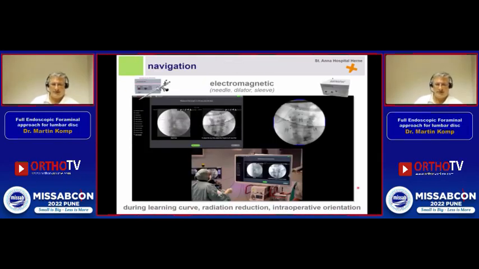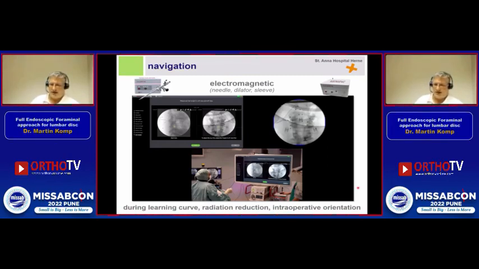In the end, development goes on, and we have possibilities nowadays to work with navigation, electromagnetic navigation, and at the end of the talk I will give you a short video of a colleague of mine who shows you in real time the use of navigation for a foraminal approach. And what are the advantages of this navigation? Well, first of all, you can use it during your learning curve. It reduces radiation, and it gives very good intraoperative orientation.